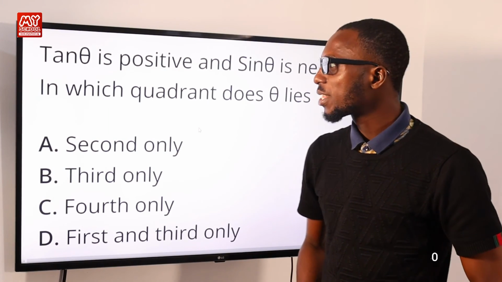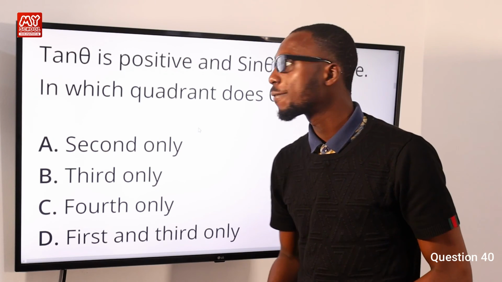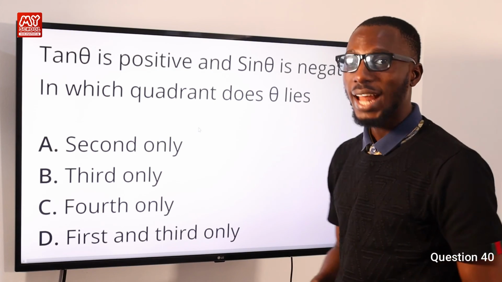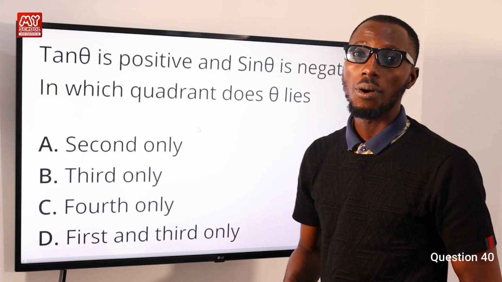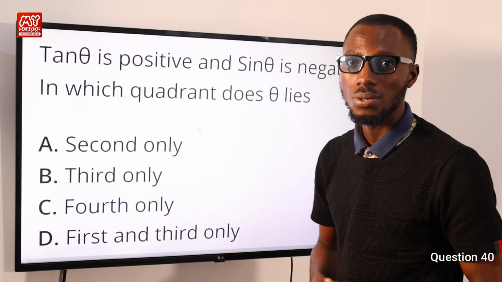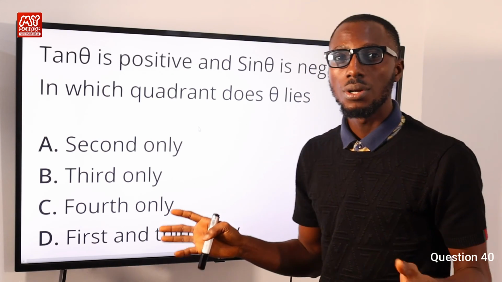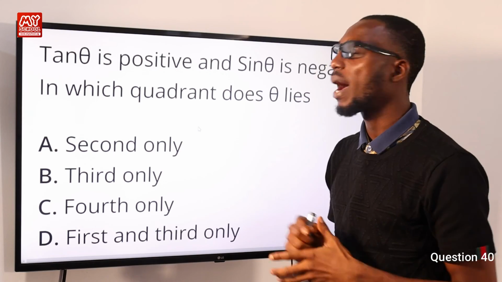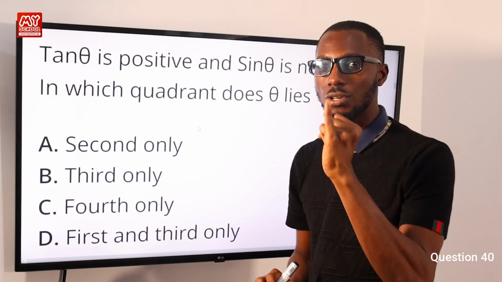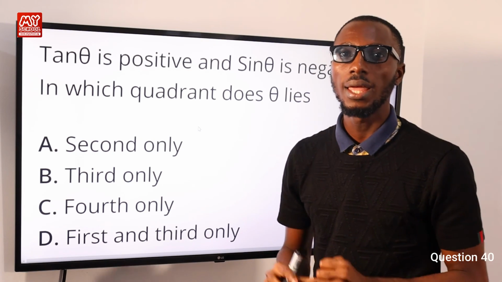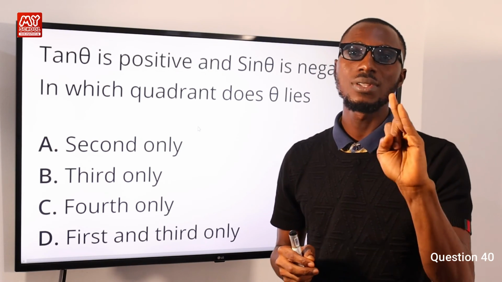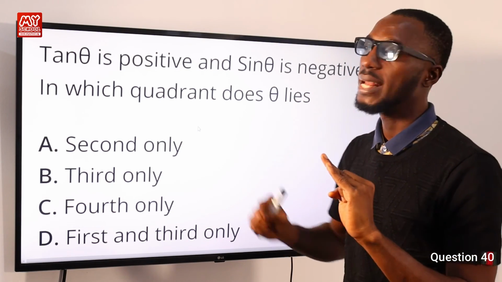So we have question 40. Tan theta is positive and sin theta is negative. In which quadrant does theta lie? Recall we have 4 quadrants. The first quadrant is 90 degrees, followed by the next quadrant, and so on. In the first quadrant, all of them are positive: sine is positive, cosine is positive, and tangent is positive. In the second quadrant, only sine is positive, tan is negative, and cosine is negative.